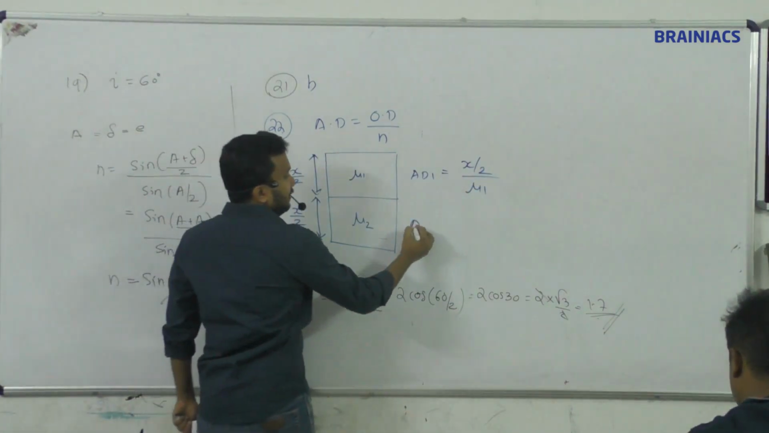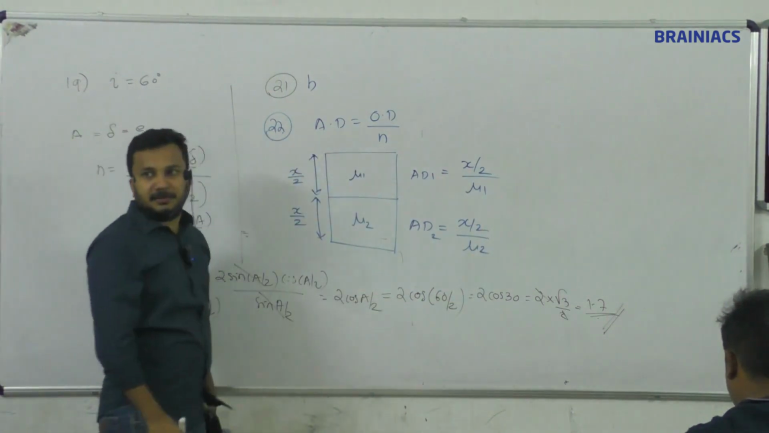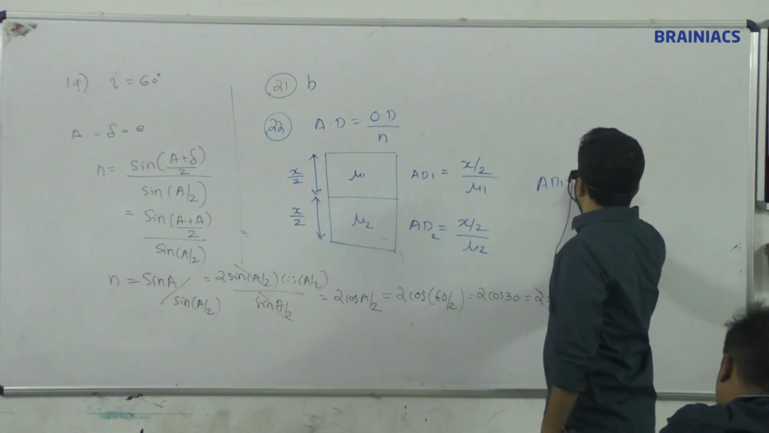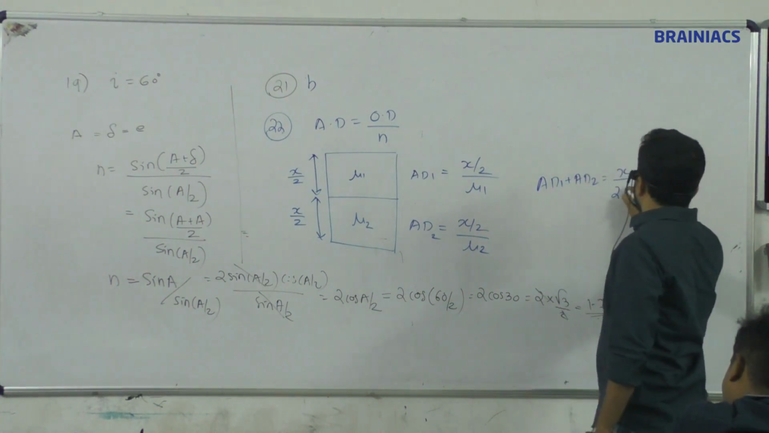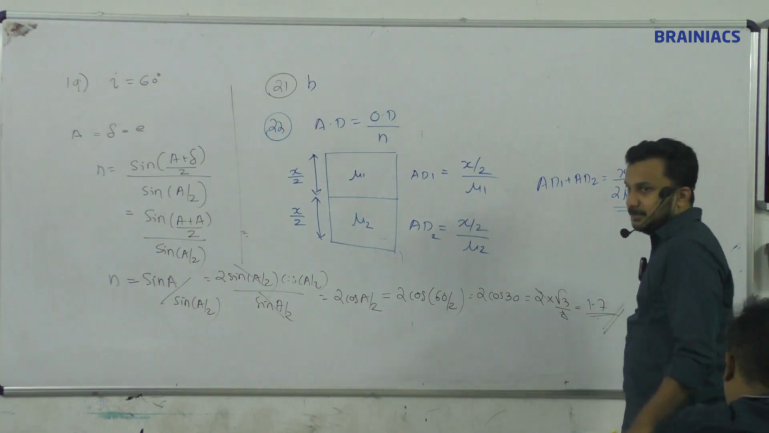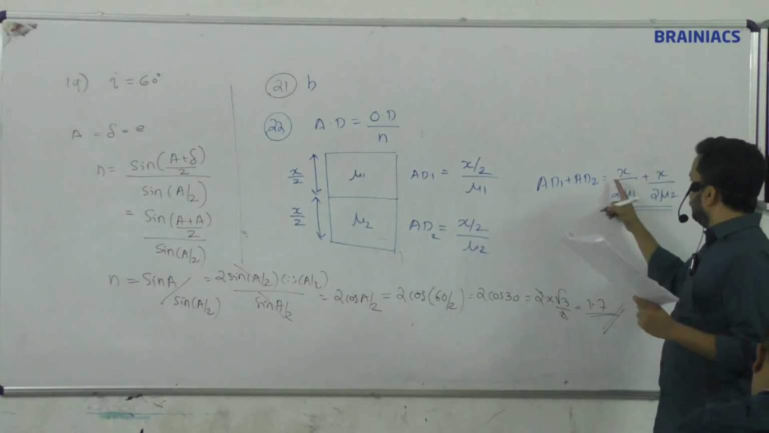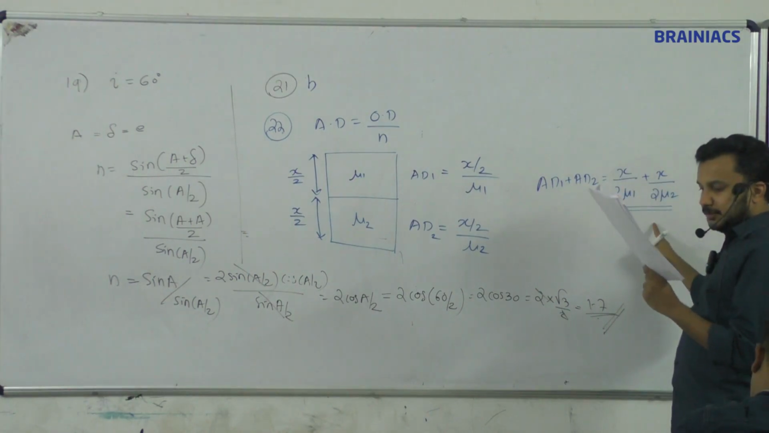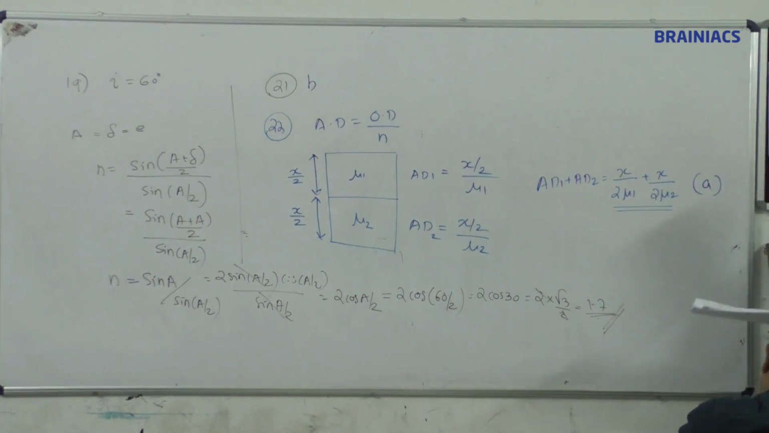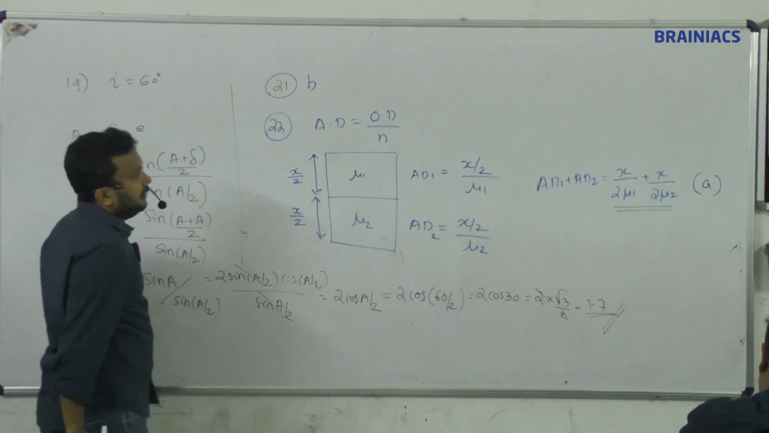Second, apparent depth 2 will also give an apparent depth because refractive index is changed to mu2. What is the total apparent depth? Apparent depth 1 plus apparent depth 2 is equal to x divided by 2 mu1 plus x divided by 2 mu2 is the answer. You can simplify this one. x into mu1 plus mu2 divided by 2 mu1 mu2. Option A is the right answer. Correct. Apparent depth is equal to original depth divided by refractive index.